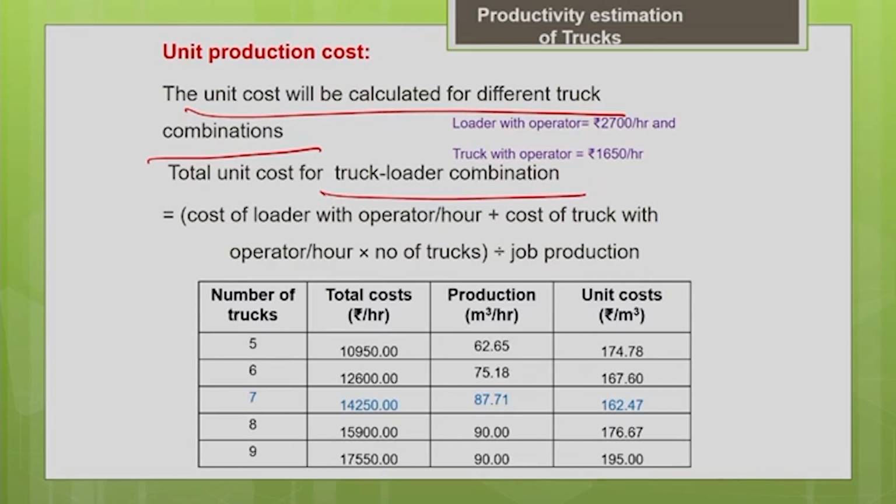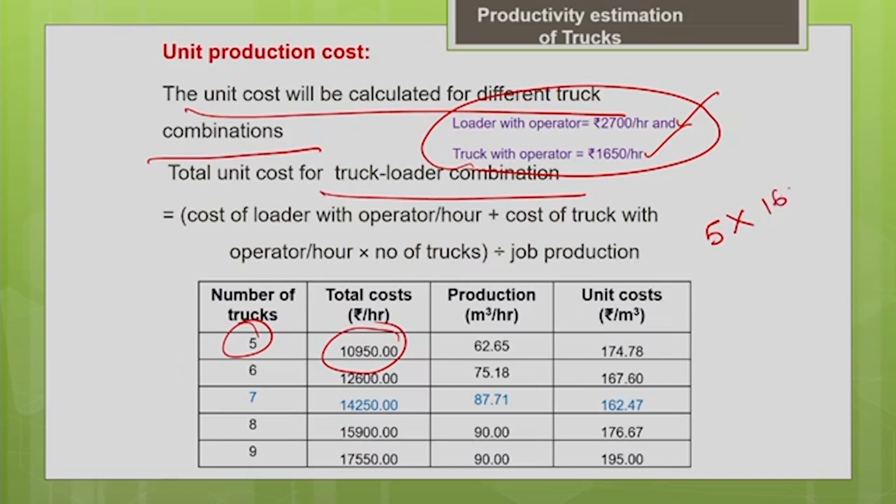I need the input data. The input data is given to you, what is the cost associated with the loader and the truck. The hourly cost data is already given to you, rupees 2700 per hour for the loader and rupees 1650 per hour for the truck. Now, let us estimate the total unit cost for the truck loader combinations for different number of trucks. Say for 5 trucks, how will you calculate the total cost? Total cost is nothing but 5 into the hourly cost of truck, 1650, plus there is only one loader, 1 multiplied by 2700.